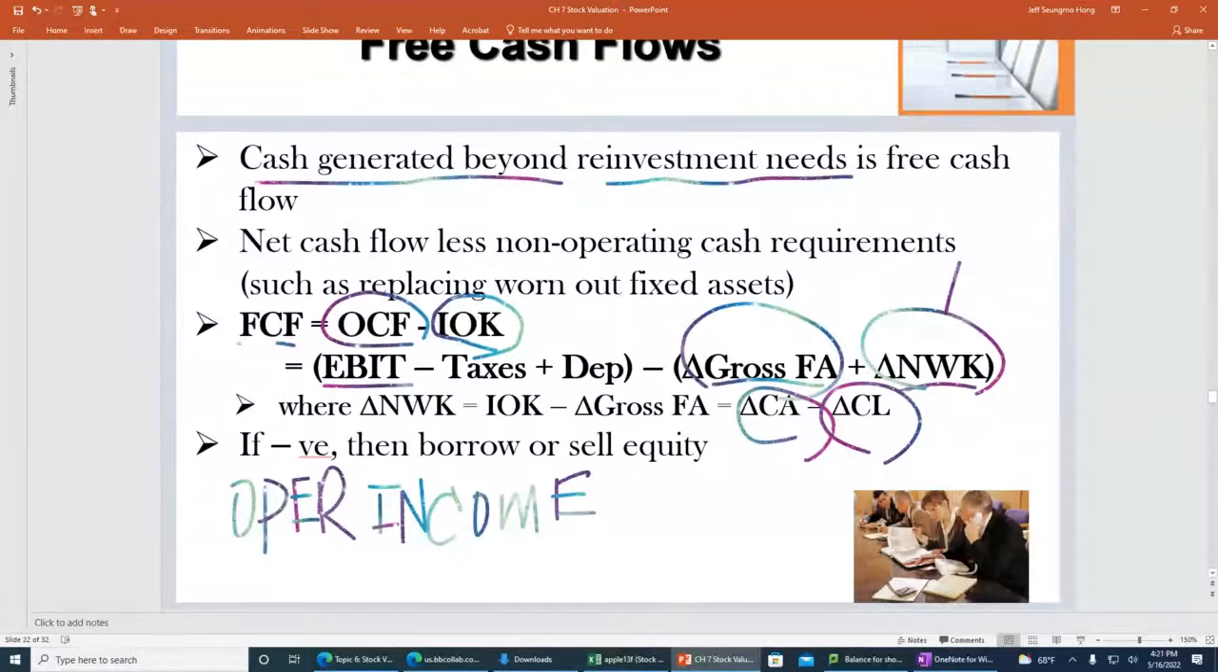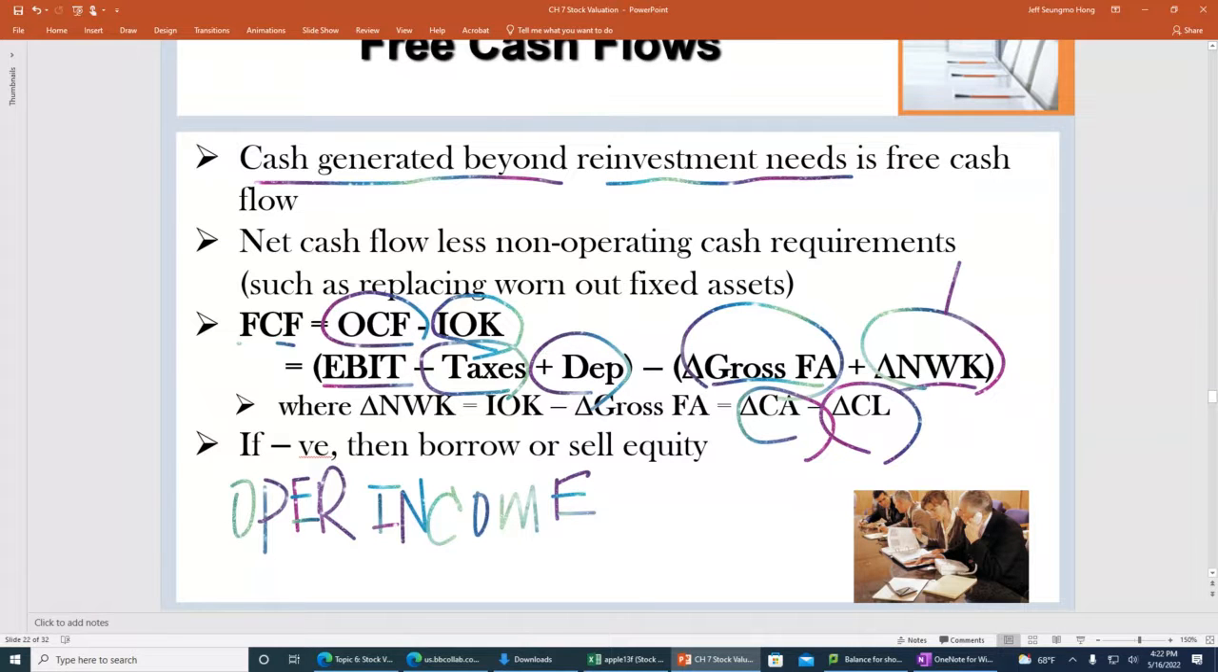But that operating income is EBIT, that's not exactly cash flow. Why? First of all, you cannot touch the tax, right? There's nothing you can do about tax. Because it belongs to the government, you cannot touch that. So taxes you have to subtract. And then you'll have to add back in the depreciation. Why? Because depreciation is not really an expense.